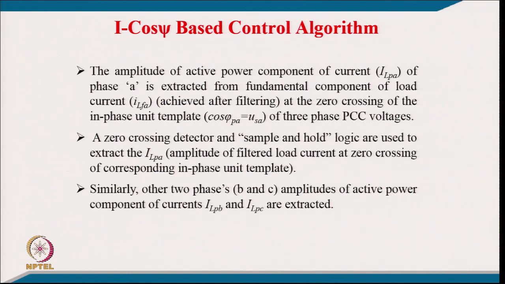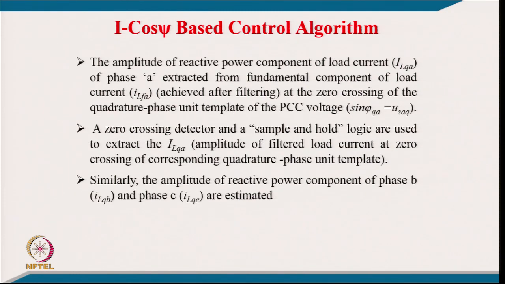Coming to another control algorithm, the I Cos Phi based control algorithm, it is an interesting algorithm for D-STATCOM. So, the amplitude of the active component of current for phase A is extracted from the fundamental of load current achieved after filtering at zero crossing of the in-phase unit template of the 3 phase voltage, and a zero crossing detector and sample and hold logic are used to extract the amplitude of filtered load current at zero crossing of the corresponding in-phase unit template. Similarly, for the other 2 phases the amplitude of the active component of current is extracted.